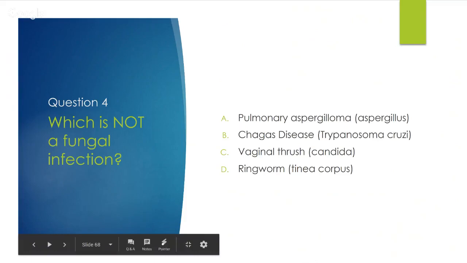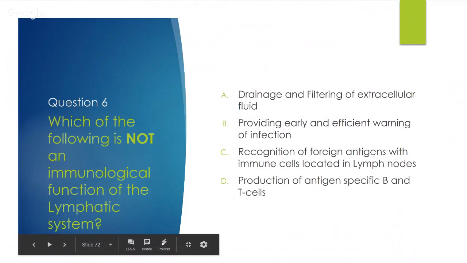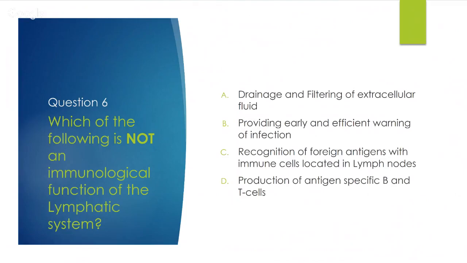All of the following viruses except one are commonly present in the latent form. Hepatitis is the one which isn't. If it is, it's usually an indication of something gone wrong. Which of the following is not an immunological function of the lymphatic system? So draining and filtering of extracellular fluid. This is a feature of the lymphatics. However, it is not an immunological function. If that makes sense.